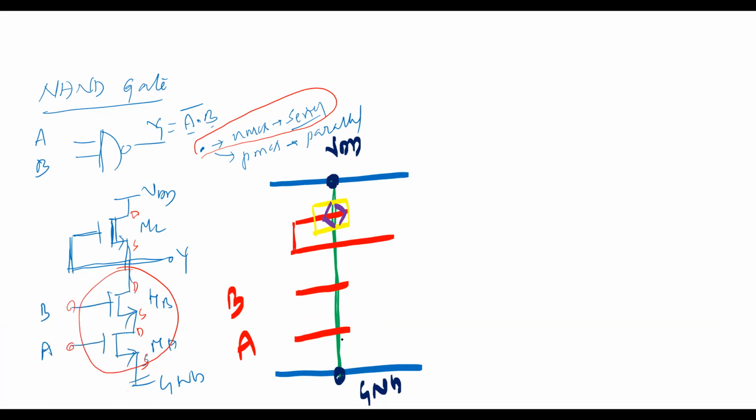This is the source of MA. This is the drain of MA. This is the source of MB. This is the drain of MB. This is the source of the load transistor ML. This is the drain of ML load. This is my output Y.